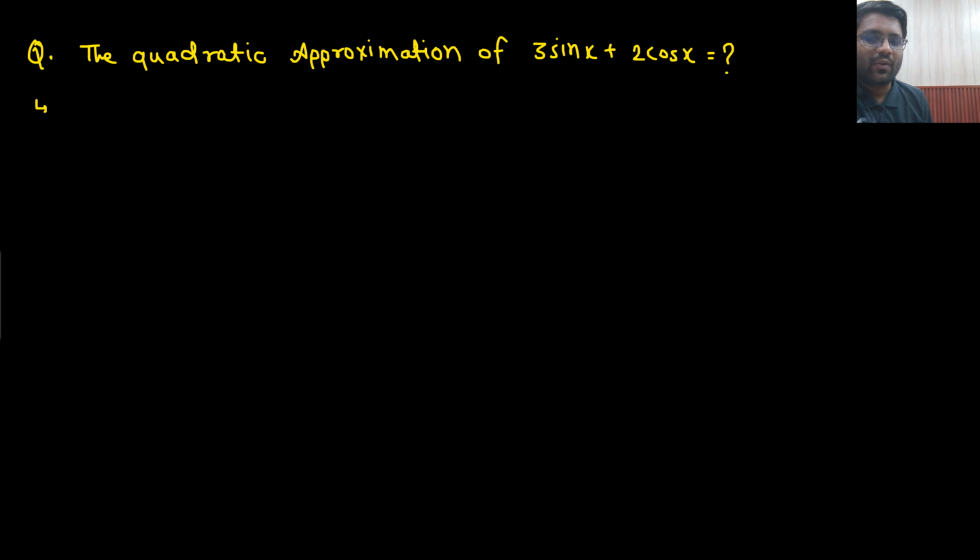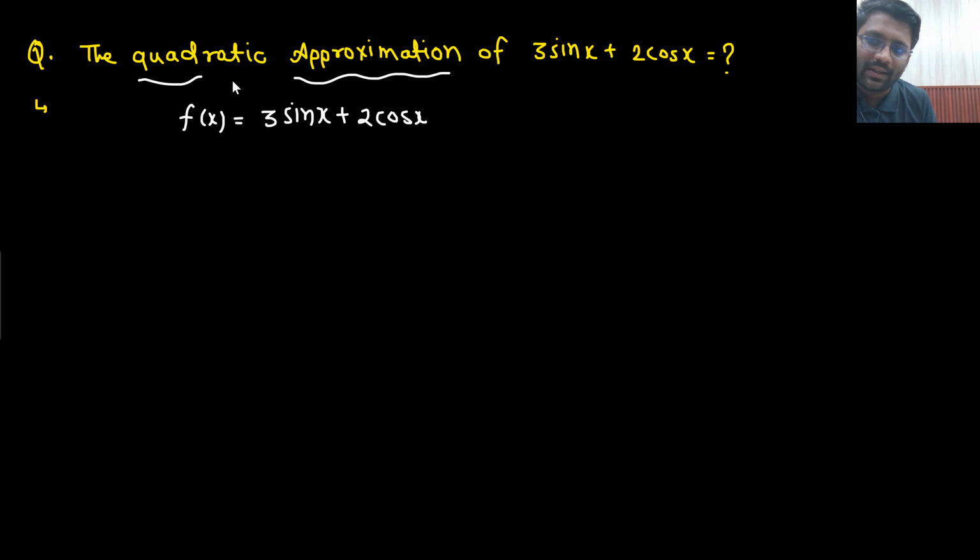You need to find the quadratic approximation of 3 sin x plus 2 cos x. Very simple question. So this is your f(x), which is 3 sin x plus 2 cos x. What is the meaning of quadratic approximation? Quadratic means power 2. So you need to do the expansion till power 2 only.